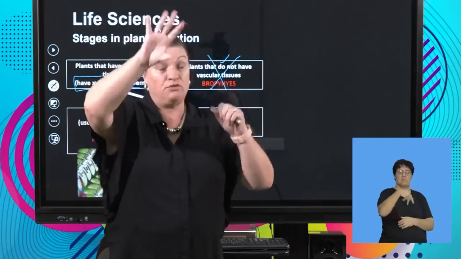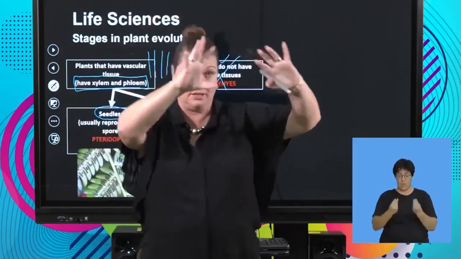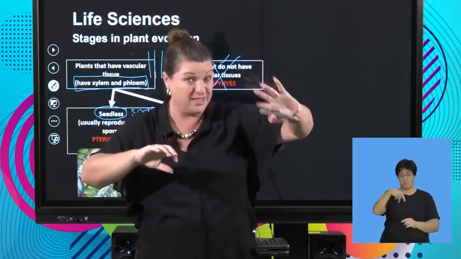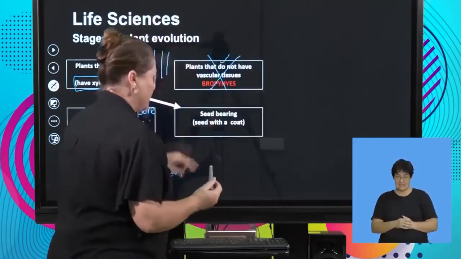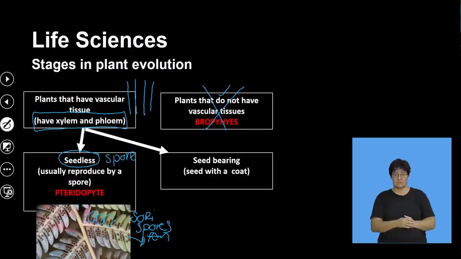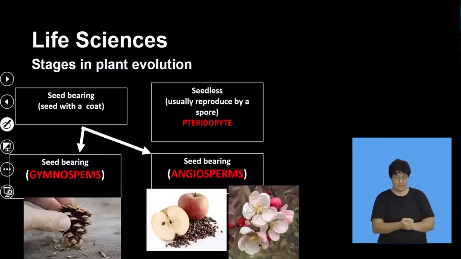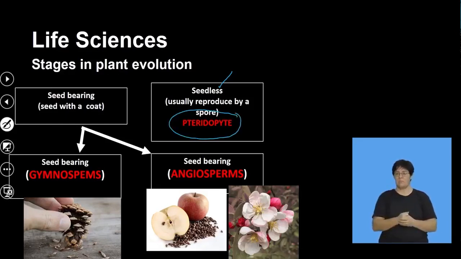Okay, so we've got the vascular, spore, seedless, and now seeds. Now let's have a look at this one. What happens if I produce a seed? Remember, it was vascular but seedless. That was my fern, my pteridophyte. What do I call plants that produce seeds?